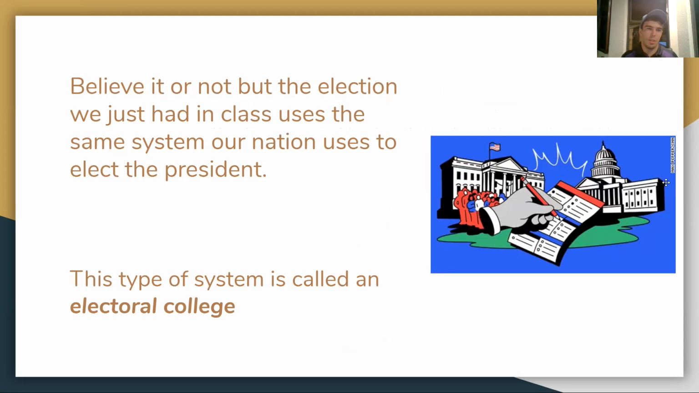Okay, believe it or not, but the election we just had in class uses the same system our nation uses to elect the president. This type of system is called an electoral college. Now, I'd like to call on all of your prior knowledge for this. Has anybody heard of the electoral college or feel like they have some understanding of what it is? All right, Sally. Okay, it has to do with states voting. Yes, that's a good description of what the electoral college does. Let's get into exactly how that looks, though.